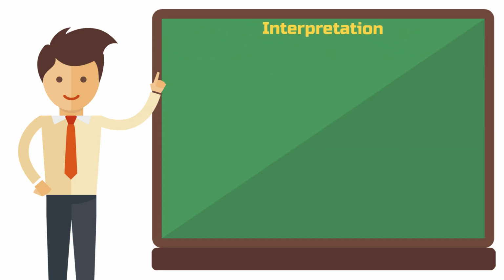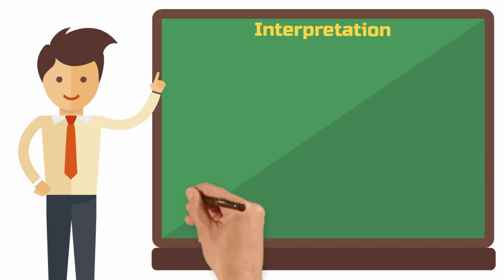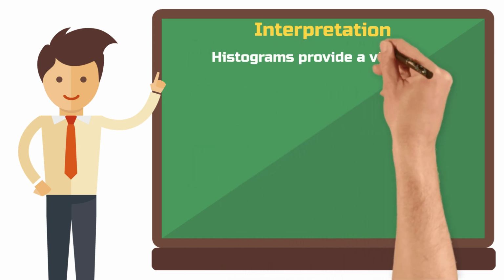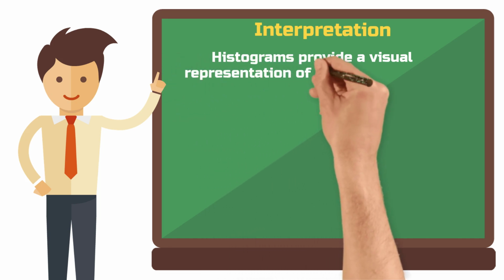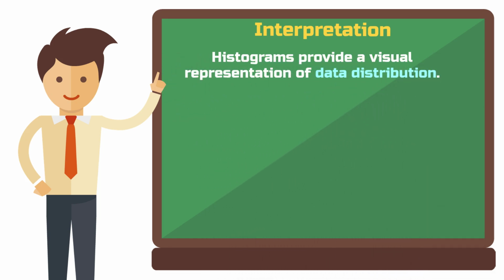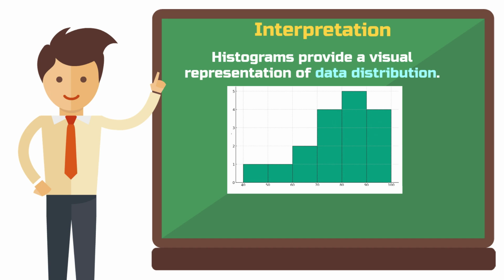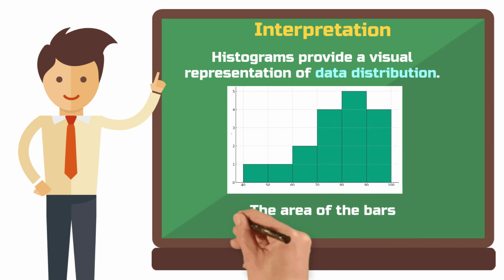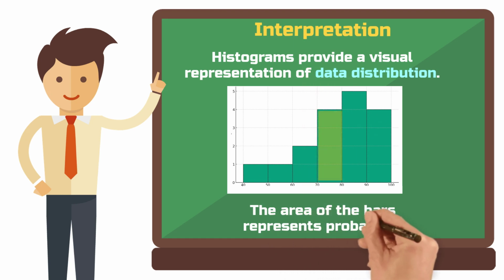Interpreting histograms is a crucial step in understanding your collected data. A histogram provides a visual representation of how data is distributed. It helps identify patterns and anomalies that may indicate specific trends or issues. Keep in mind that in density histograms, probabilities are represented by the area of the bars, while in frequency histograms, the bar height indicates the number of observations in each interval.